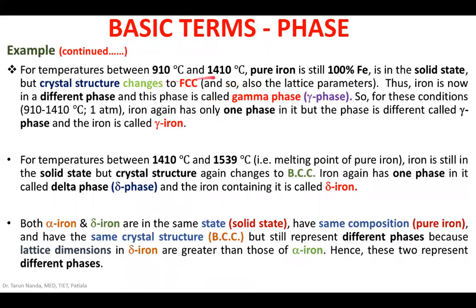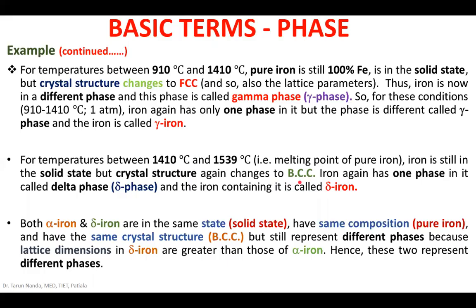Some books would say 1394, some books would say 1410. Any of these values can be taken, but I think 1394 is more accurate, right? So please take it as 1394. Then from 1394 to 1539, again iron will change its crystal structure, and the crystal structure would become BCC.